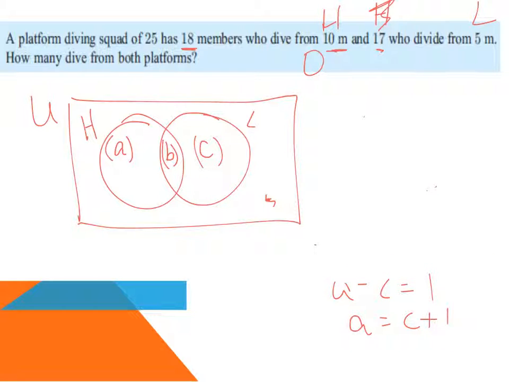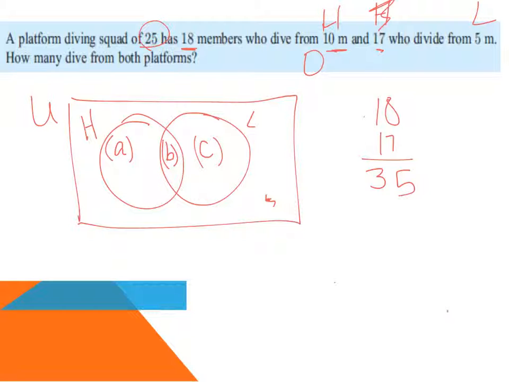But there's a really quick and easy shortcut. I just wanted y'all to understand why this math works. And the shortcut is I'm going to add up the 18 and the 17. And what I get when I do that is 35. So I only have 25 people, and if I add these together, I get 35. So that means that I have 10 too many people.